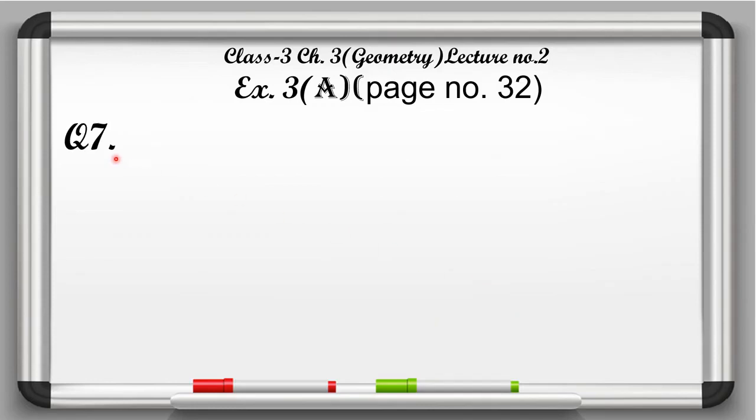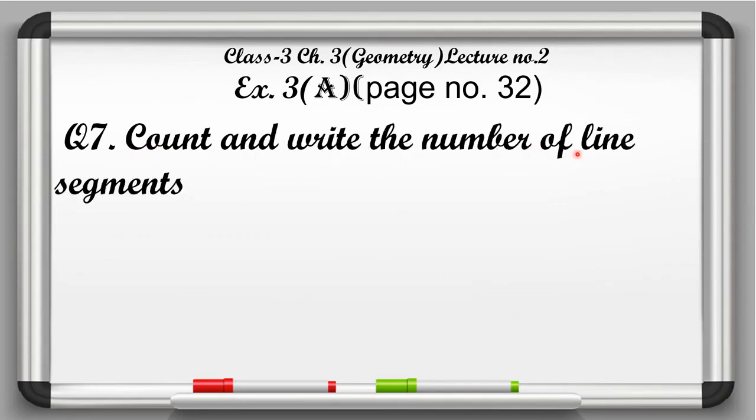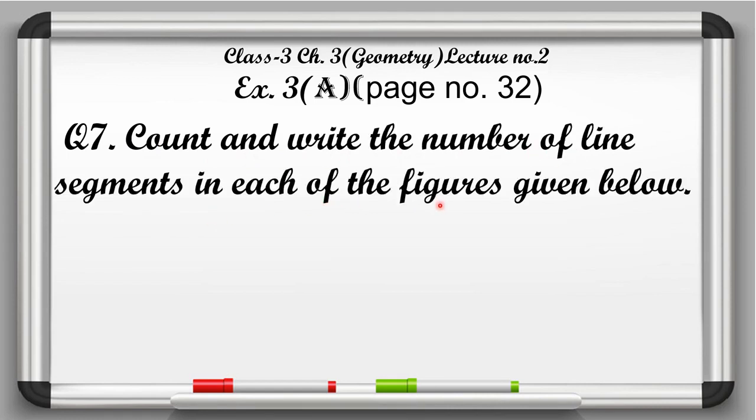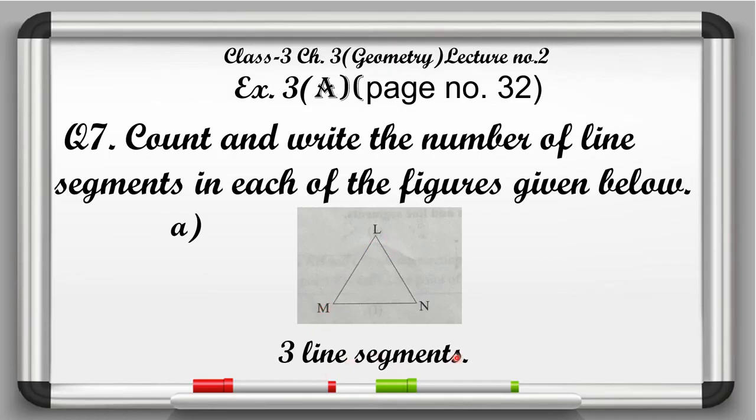Now the next one is question number 7. Count and write the number of line segments in each of the figures given below. Here in A part, this figure is given. Now we have to count and write the number of line segments. Line segment LN, one line, then NM 2 and ML 3. So here we have three line segments in this figure. So here we will write three line segments.